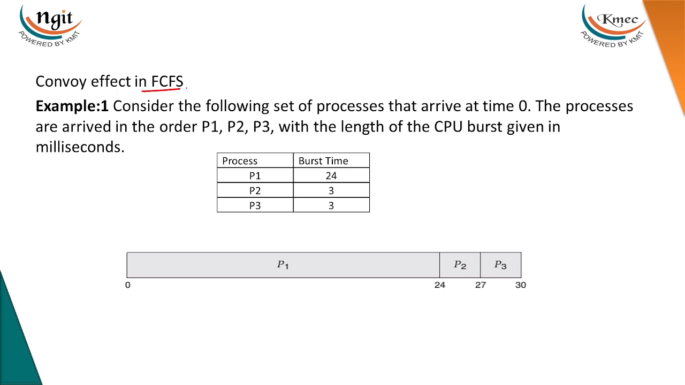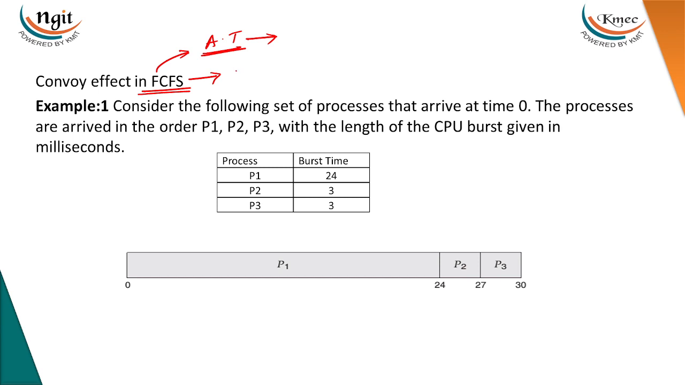First one, we'll start with FCFS. In FCFS, the criteria is arrival times. That means the process which comes first will be executed first. There is a problem called convoy effect. So what is convoy effect?